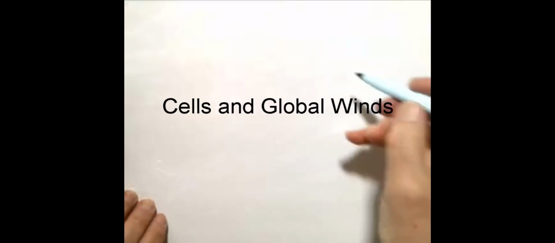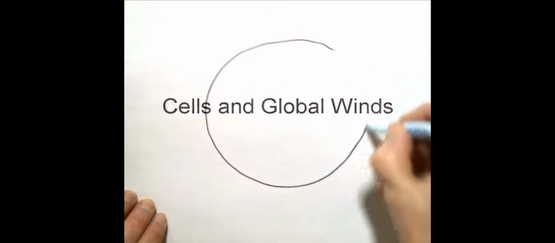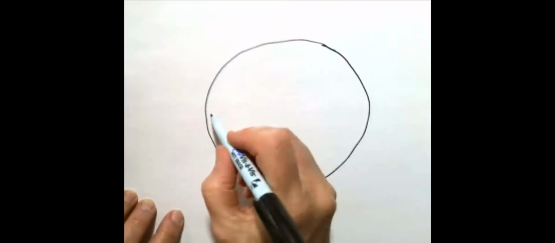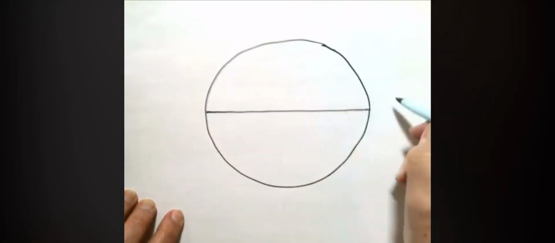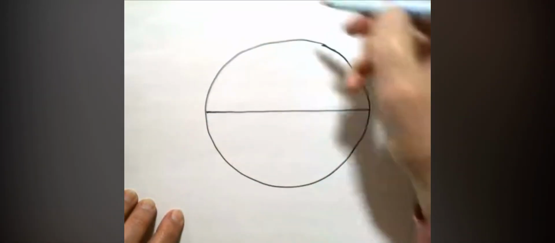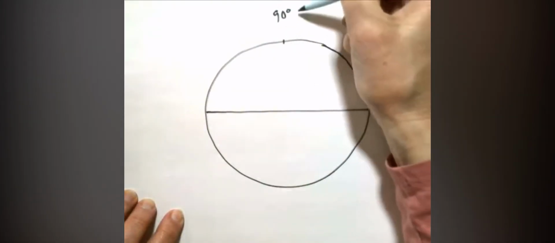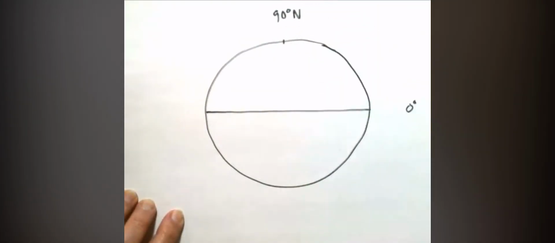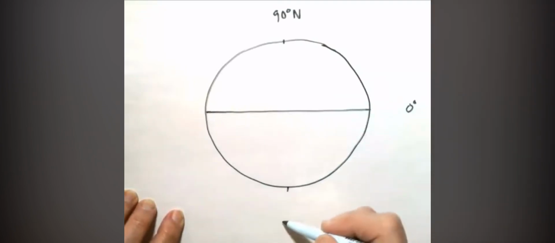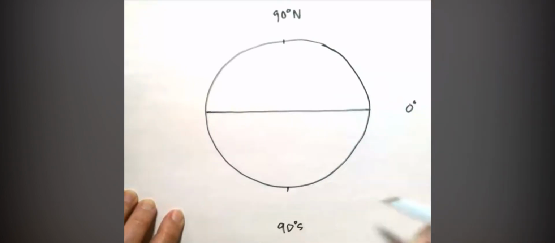Let's look at global winds again. Here's the Earth, and I'd like to have you actually take notes. 0 degrees latitude. So actually try and draw this. 90 degrees north latitude. And this will be good practice for you to draw it yourself.